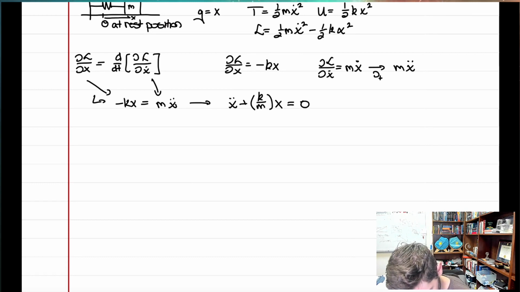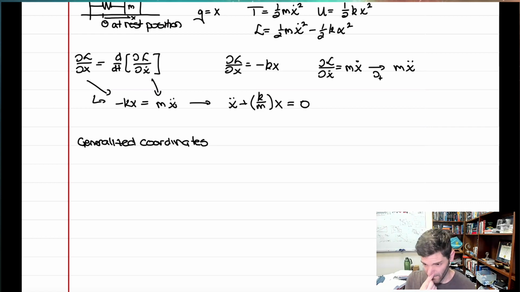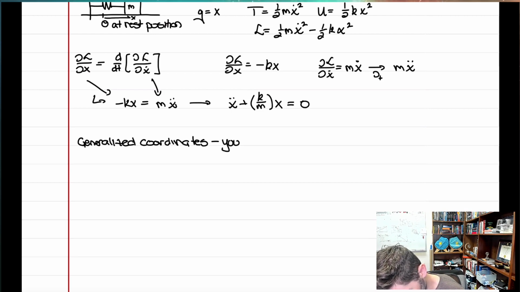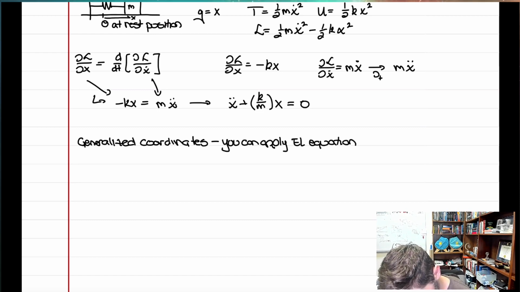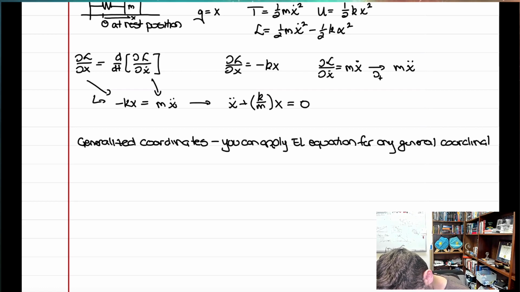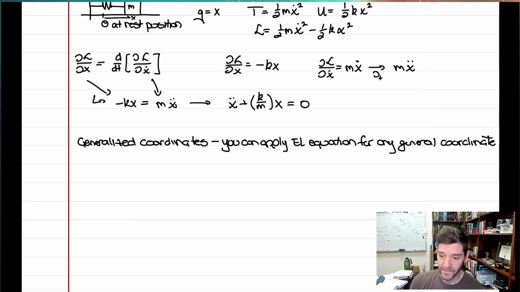Let me do one more. That brings in this idea of generalized coordinates. And I will state without proof that you can apply the Euler-Lagrange equation for any general coordinate. It does not have to be a Cartesian direction, for example. And I will omit the proof, but I think your textbook goes through the proof.